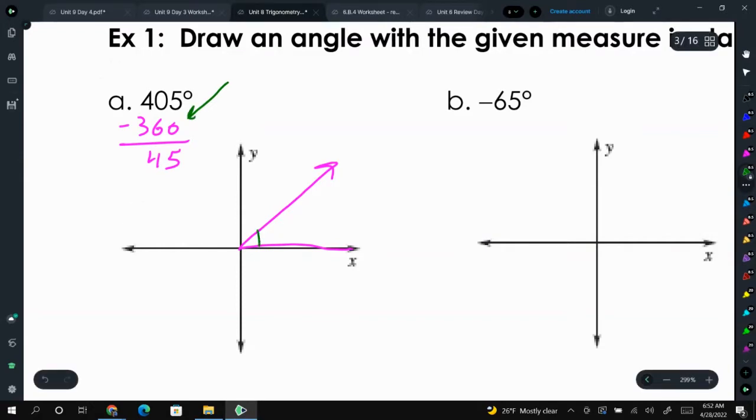So what we do, there we did that rotation, which was a full circle, which is 360, and then a little bit more. That would be your angle measure of 405 degrees. You need to note that we went around the full circle once and then went 45 degrees.